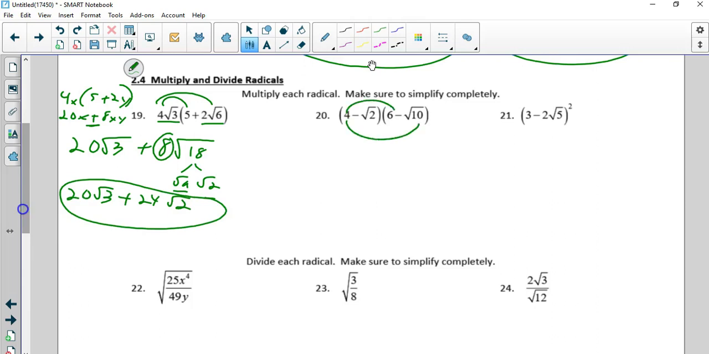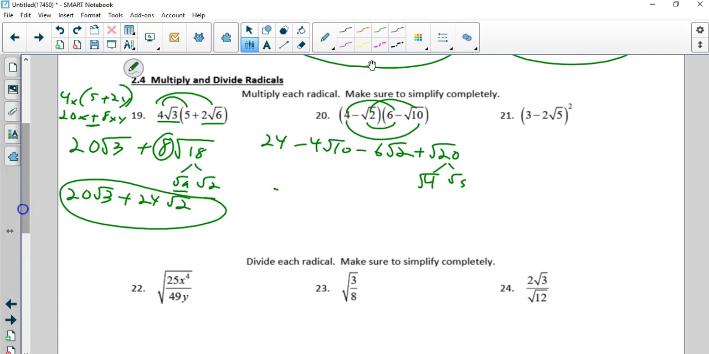Here we FOIL. First, outer, inner, last. First, 4 times 6, 24. Outer, 4 times negative radical 10 is minus 4 radical 10. Inner, 6 times negative radical 2, so that's minus 6 radical 2. Last, negative times negative is positive. Radical 2 times radical 10 is radical 20. 10 can't simplify. 2 can't simplify. But this can simplify to square root of 4, square root of 5.